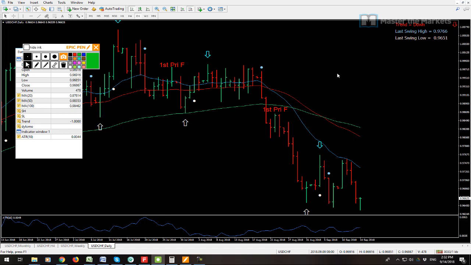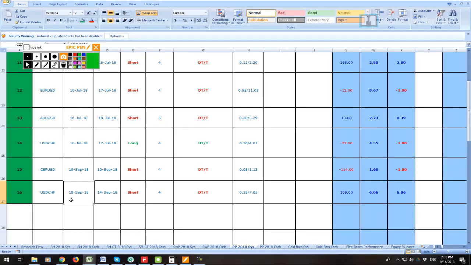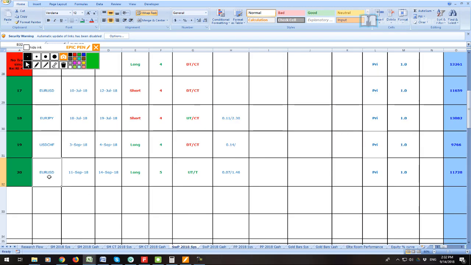Now, what have we done so far? Let's take a look at the Elite Room so far. Now, the Elite Room traders so far this week have done really very well. What they have done is, let's take a look at swing profits. Swing profits, we have taken only one trade this week.